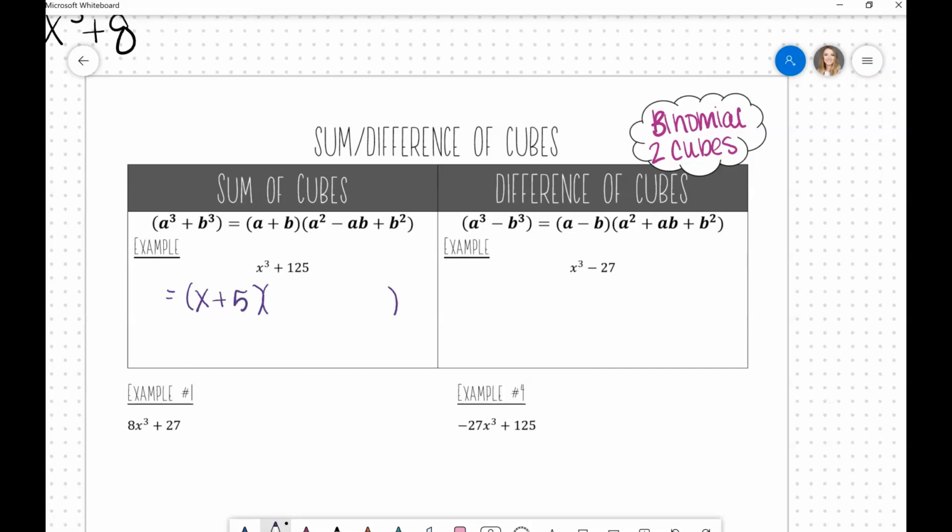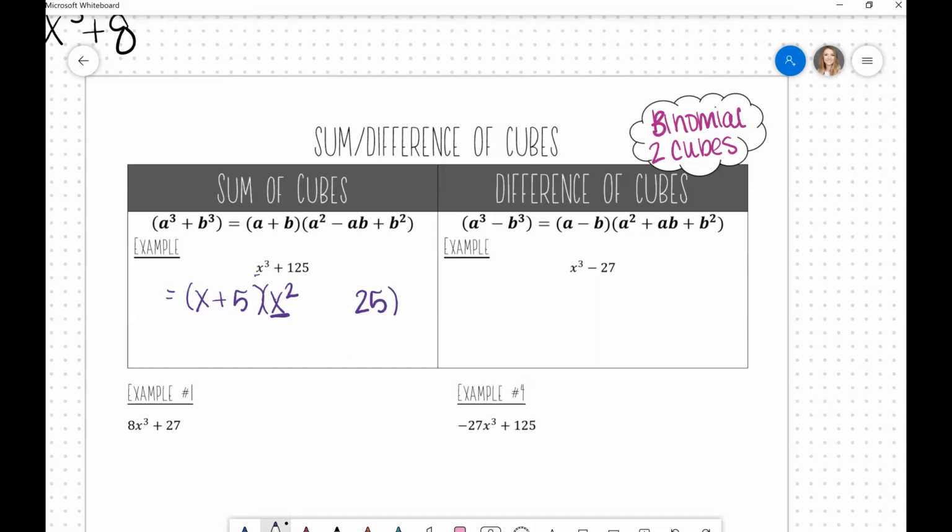Now, when we multiply this out, we know whatever we put here will need to multiply to the x to give us x cubed. And so that tells me that I need an x squared. Whatever term I end up putting on the end needs to multiply to the 5 to get 125, which is 25, which happens to be 5 squared.